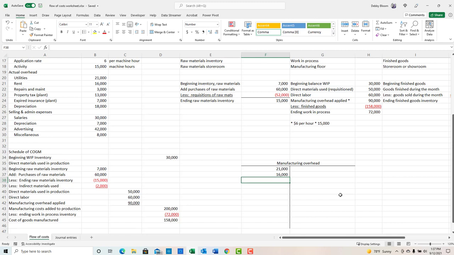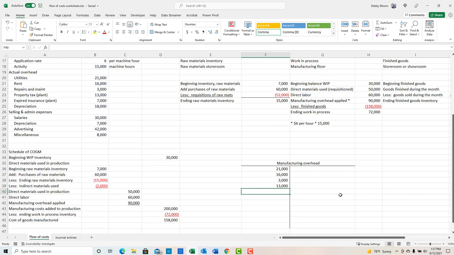Same thing with our repairs and maintenance. Instead of debiting repairs and maintenance expense, we're going to debit manufacturing overhead and credit accounts payable or cash. When we pay our property tax on the plant, instead of debiting property tax expense, we're going to debit manufacturing overhead and credit property taxes payable.